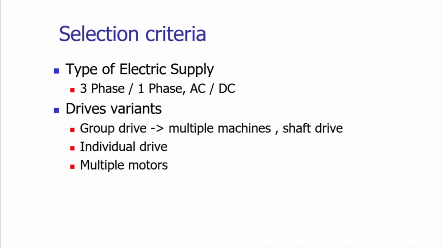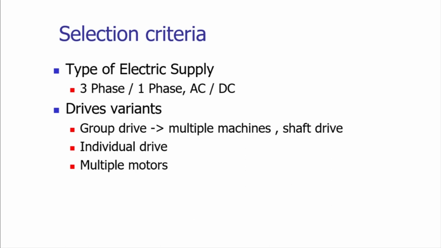Next is drive variants, whether the proposed electric motor is being used to operate or serve multiple machines using a single shaft. So the electric motor provides the input to an electric shaft, and that shaft operates multiple machines through cams. Such a kind of drive is called a group drive.